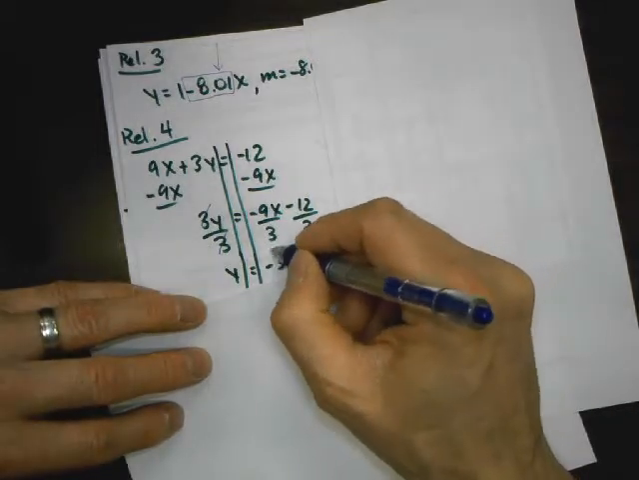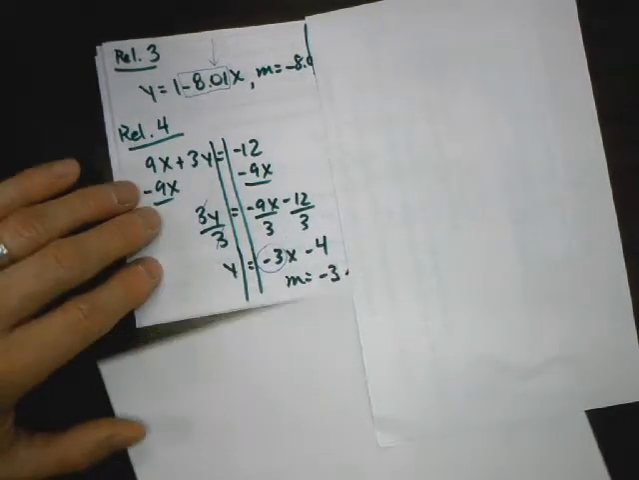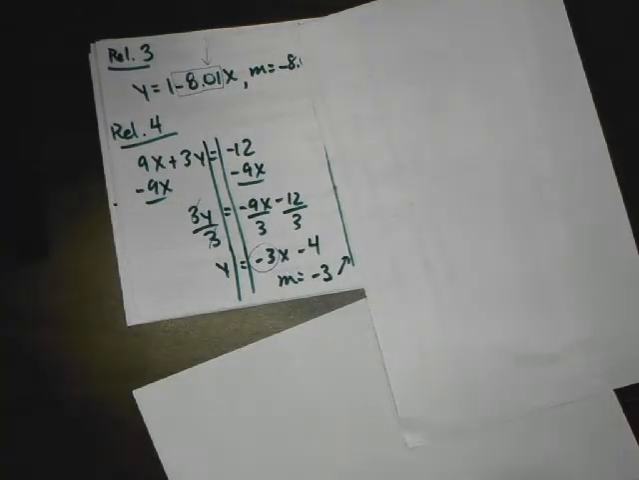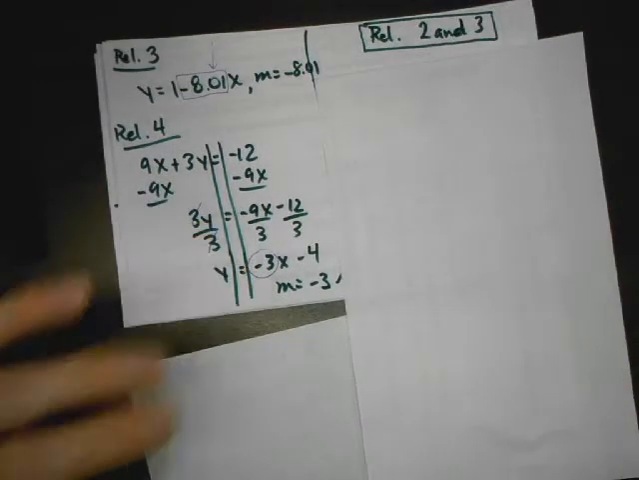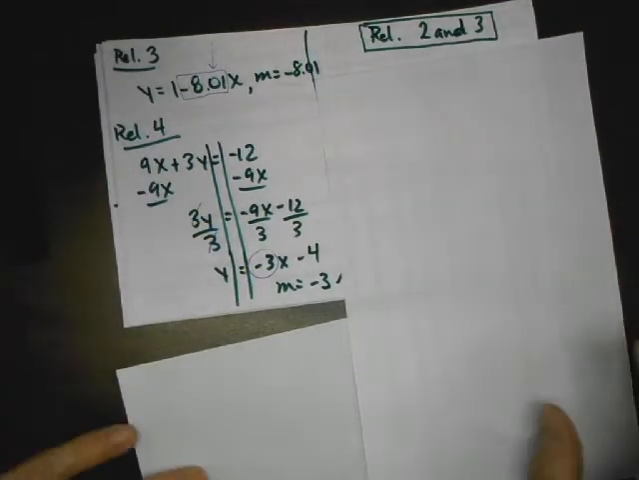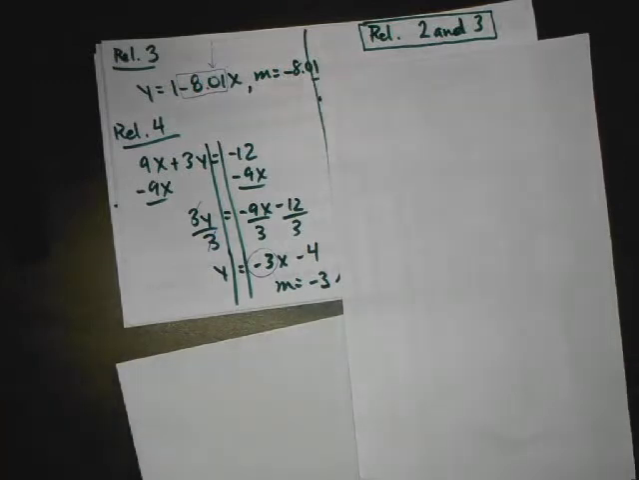Now I can say what the slope is. The slope is whatever's in front of x right there. The slope is negative 3. That does not have an absolute value greater than the given graph. So the relations that are steeper, or have a greater rate of change, are relations 2 and 3.